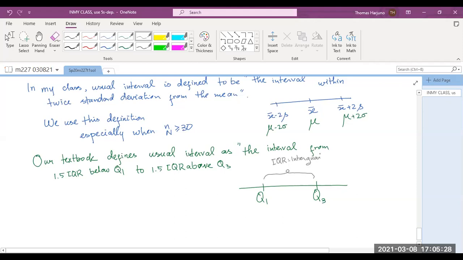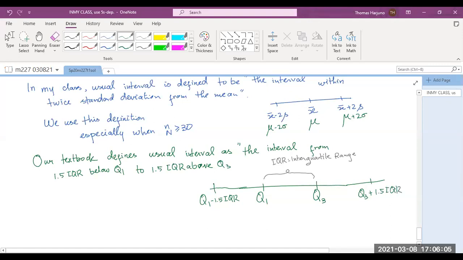Interquartile range. Now then, the usual interval will be 1.5 interquartile range less than Q1. So this is Q1 minus 1.5 interquartile range all the way to Q3 plus 1.5 interquartile range.